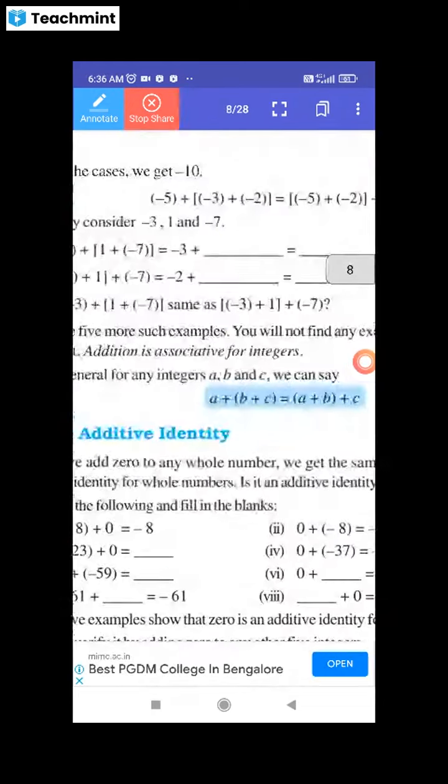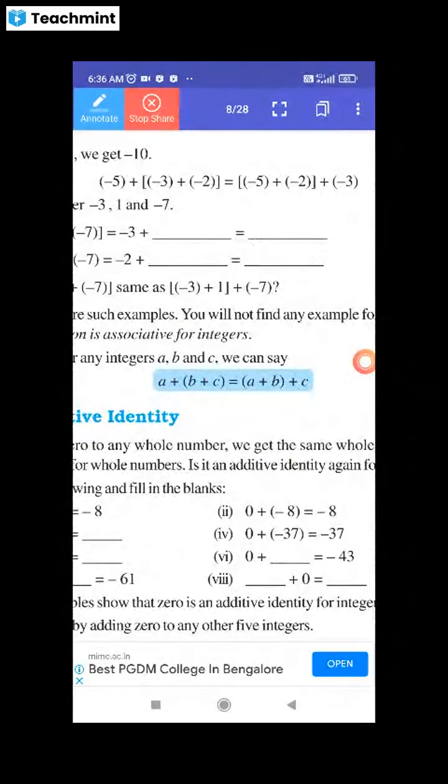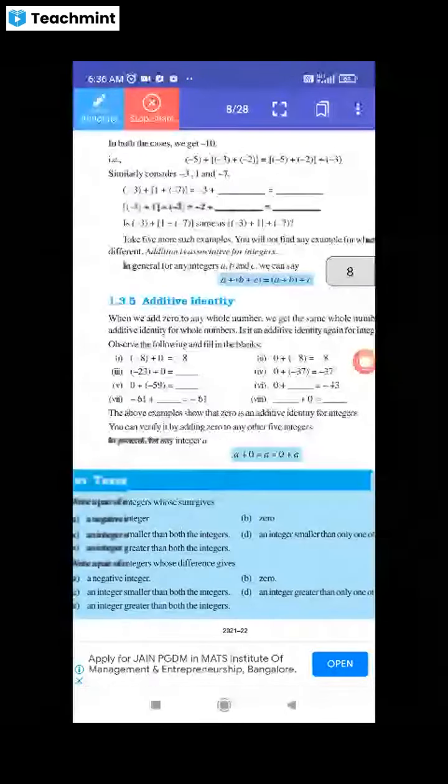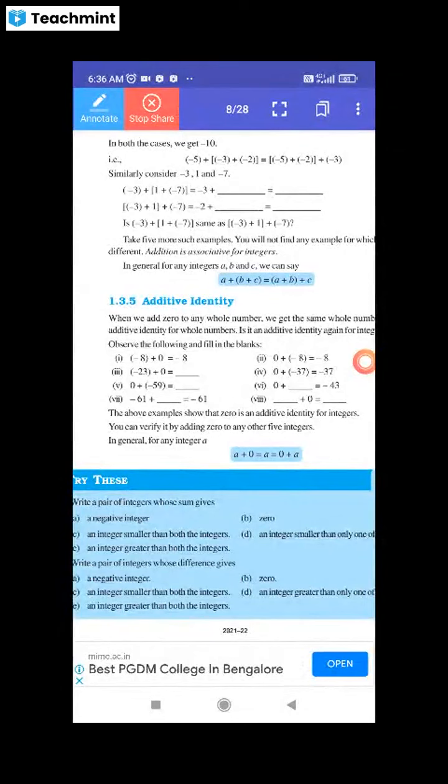So you must read this one like this: A plus B plus C is equal to A plus B plus C. Understood? Yes, ma'am. So next one is additive identity. Which one can we consider as additive identity?